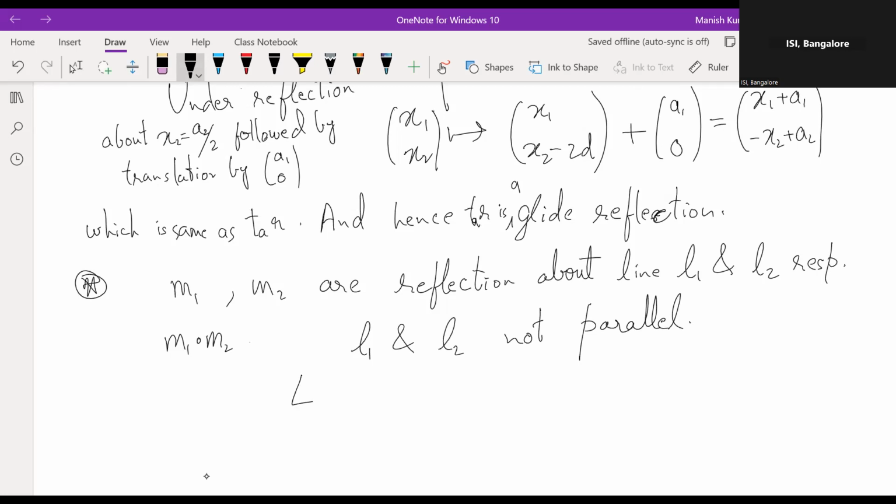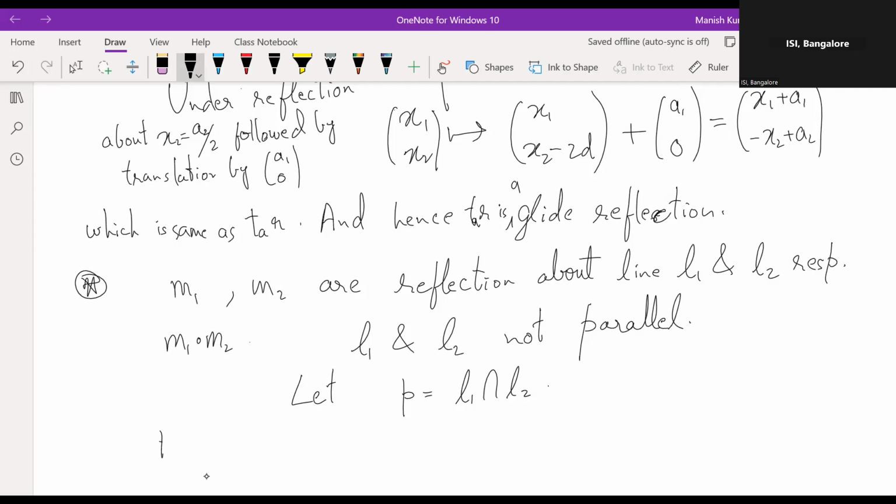So let P equal the point L1 intersection L2. Then, of course, M2 fixes P and M1 also fixes P, right? So M1 composed M2 will fix P. Since it's orientation preserving and it fixes a point, it has to be a rotation, because either it's a translation or a rotation about some point, and a translation doesn't fix any point. So it must be a rotation.